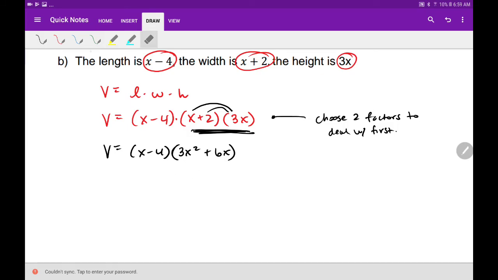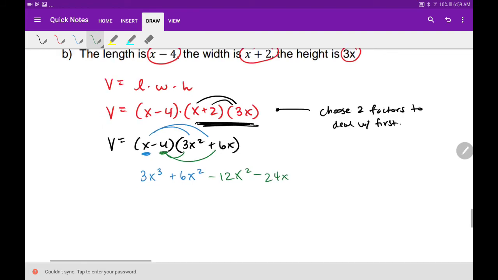now I can go ahead and FOIL with the first binomial. So I'm going to start with x. I'll get 3x cubed plus 6x squared. And now I'll distribute the minus 4. That's minus 12x squared minus 24x.